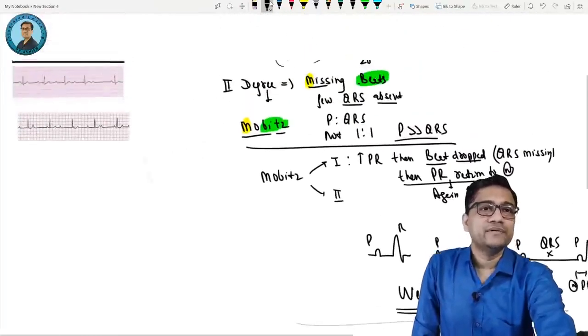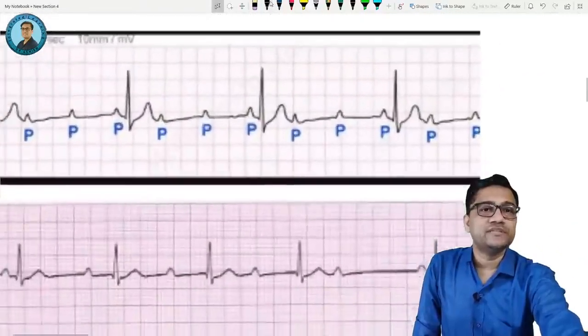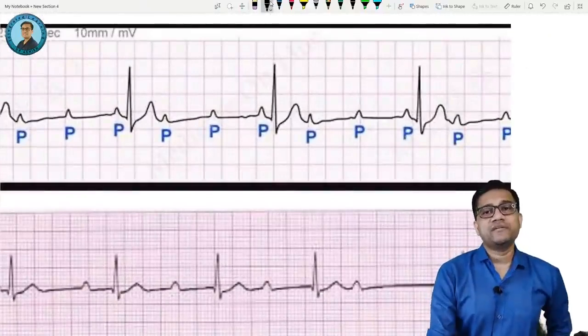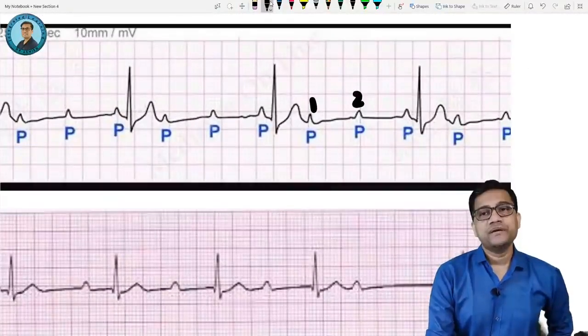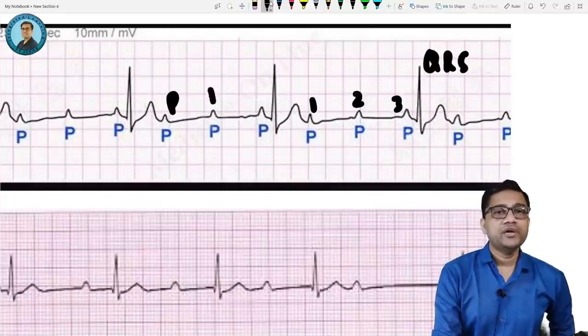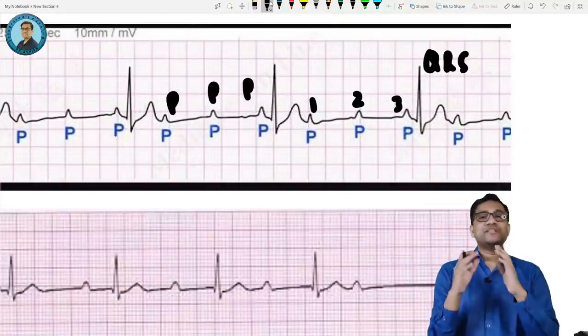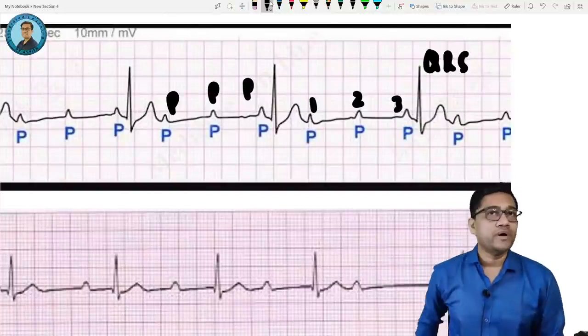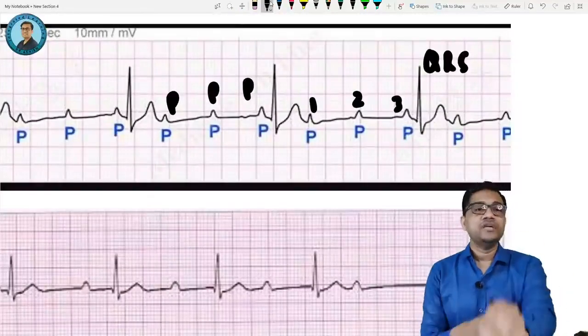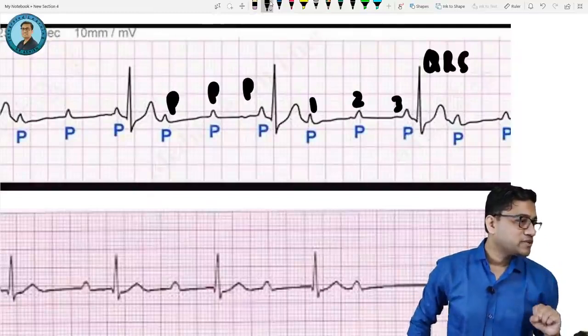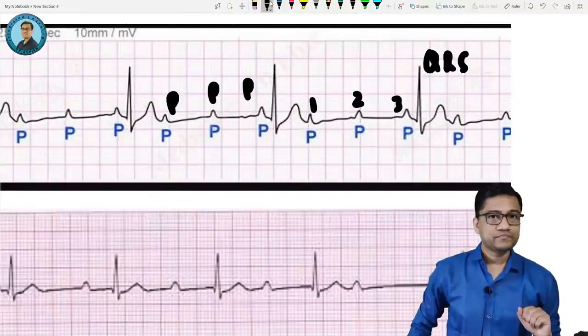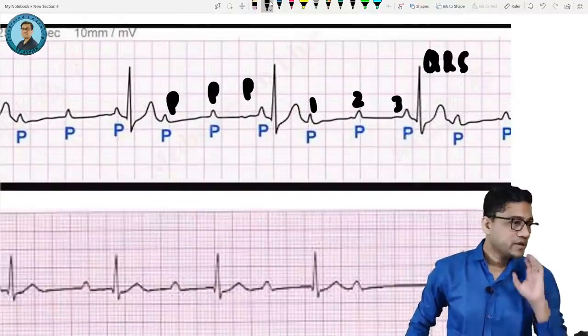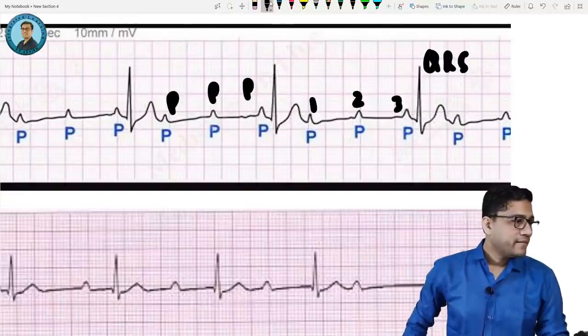So what does it look like? It looks like this. Can you see this? How many P's are there? 1P, 2P, 3P, then QRS. Again 1P, 2P, 3P, then QRS. That's why there are 3 P's and 1 QRS. I hope it's clear. Okay, is it clear now?